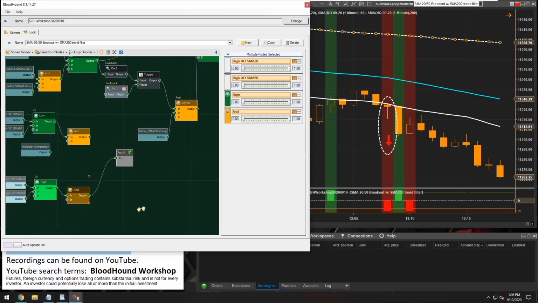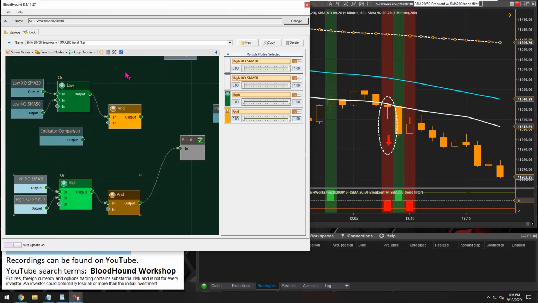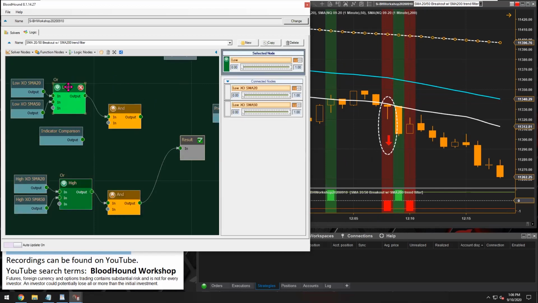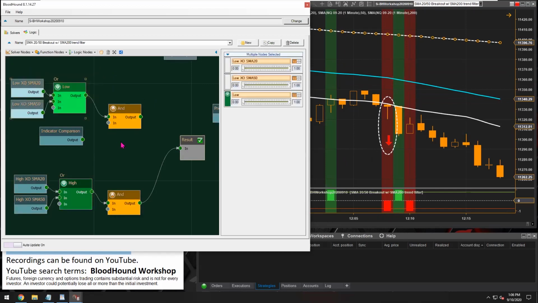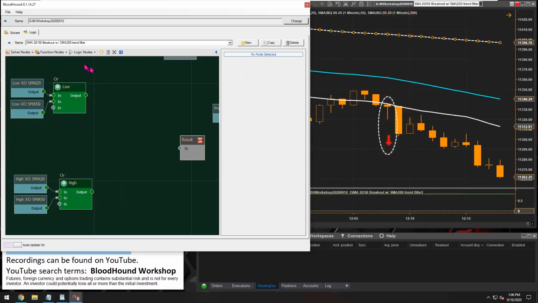Let's zoom in here a little bit. When we're generating long signals, we're using the low of the bar. So that's going to be this logic up here. And so actually, let me try another route here. It's pretty rare that I ever get to use the if-then node. However, I think this is a case where I should be using the if-then node.